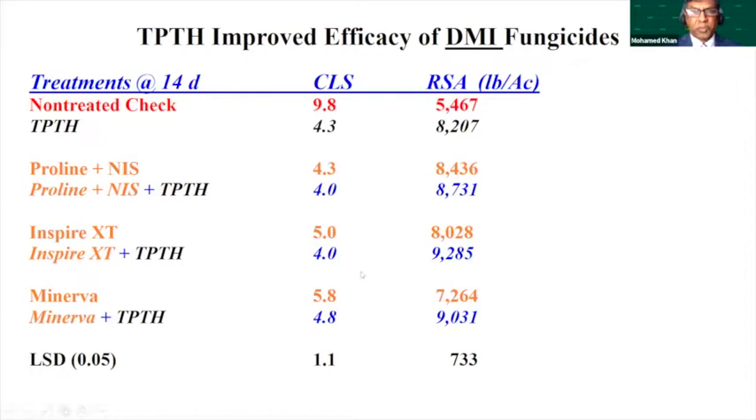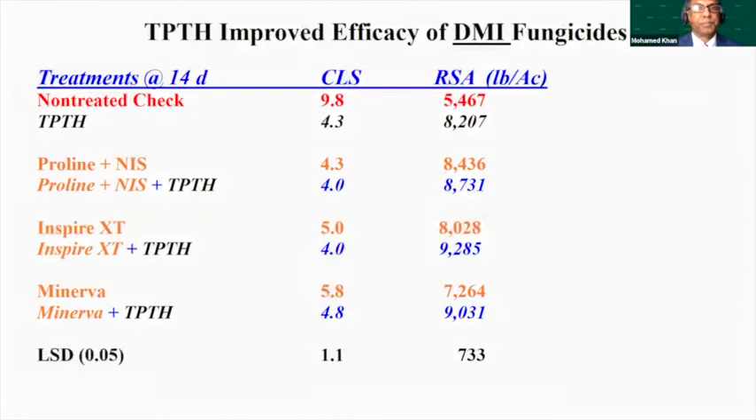The data also shows the same thing that you saw in the picture. The triazoles by themselves in a dry year are doing well, but if you add tin to them, they do better and you get higher recoverable sucrose per acre. We're shooting for about 8,000 to 9,000 pounds or even more per acre.